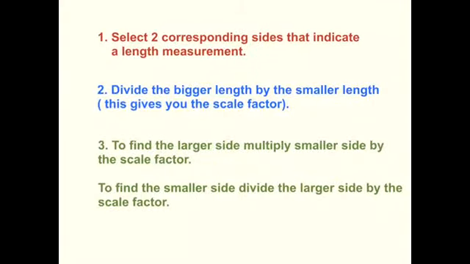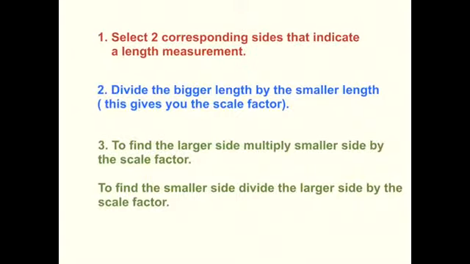These are the steps that we're going to be using. The first thing we need to do is just select two corresponding sides that indicate a length measurement. As you saw in the example, the base sides were the same. Then we've got to find the scale factor. We do that by dividing the bigger length by the smaller length. And then depending on what the question is asking us, we use that scale factor either to find the larger side by multiplying the smaller side by the scale factor, or vice versa.